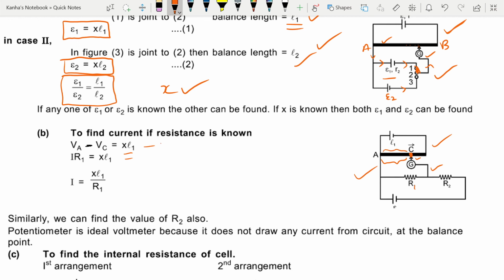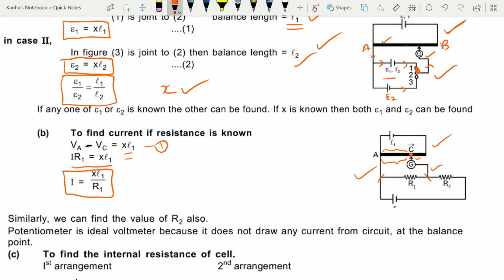So VA minus VC is equal to X times L1, and we can easily see that this potential drop is similar to the drop across this. So you have I R1 equal to X times L1, the same thing. That implies my current can be given as X L1 by R1. Similarly, we can find this for the case of R2 as well.